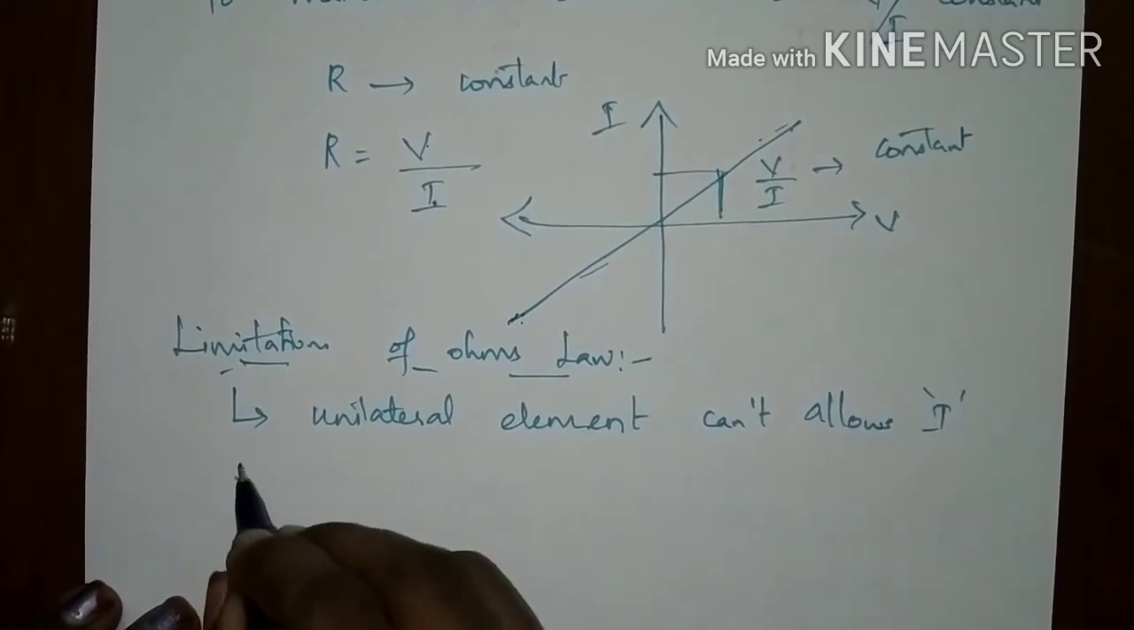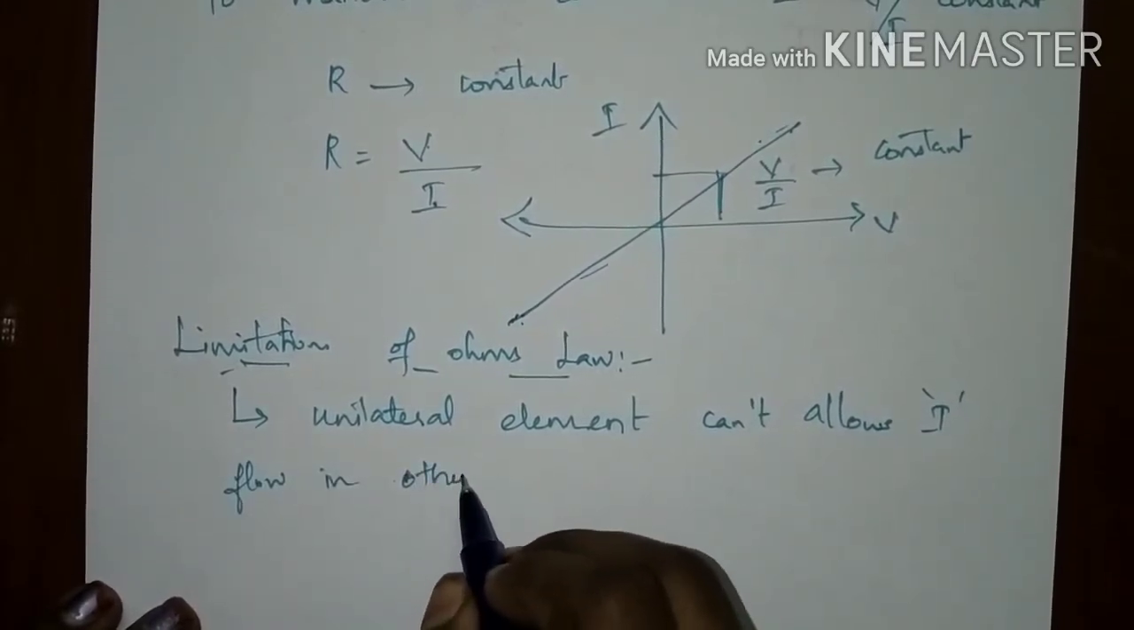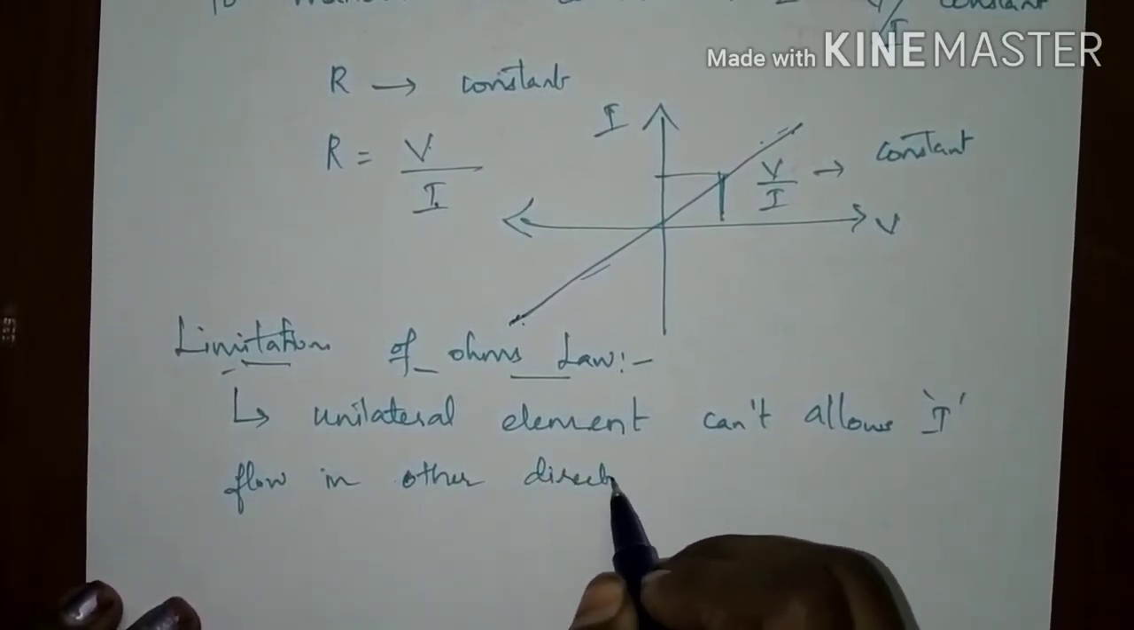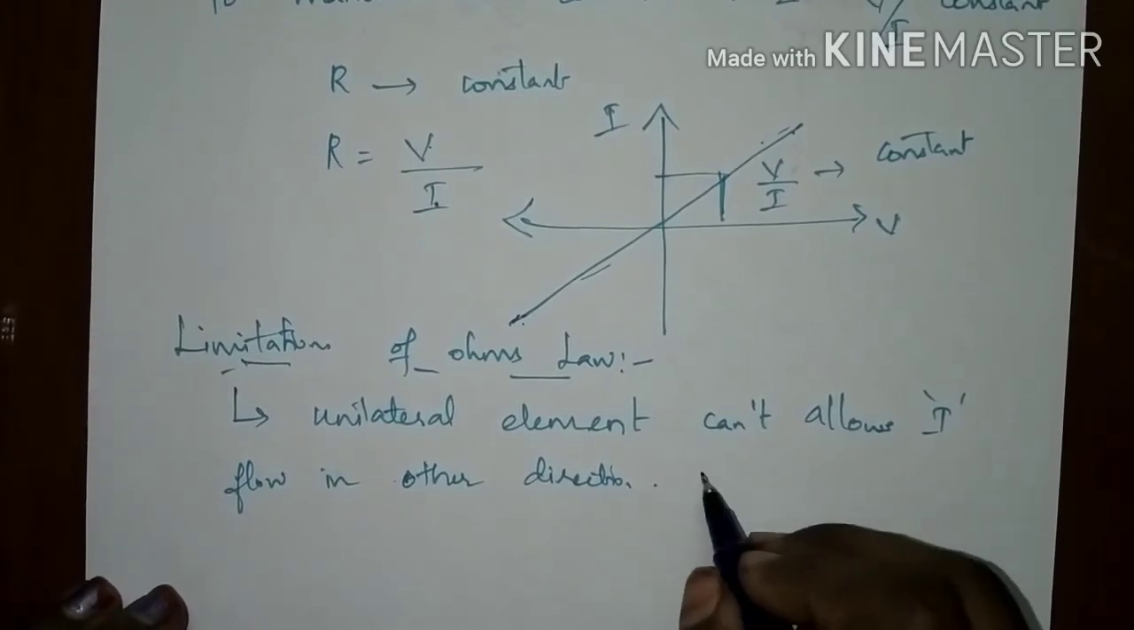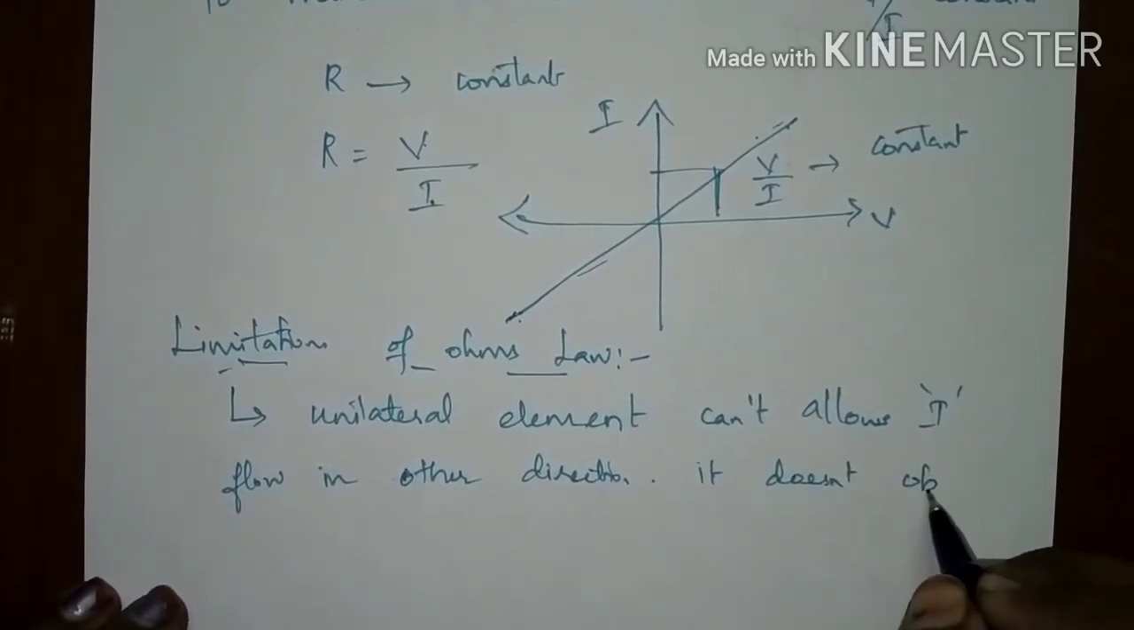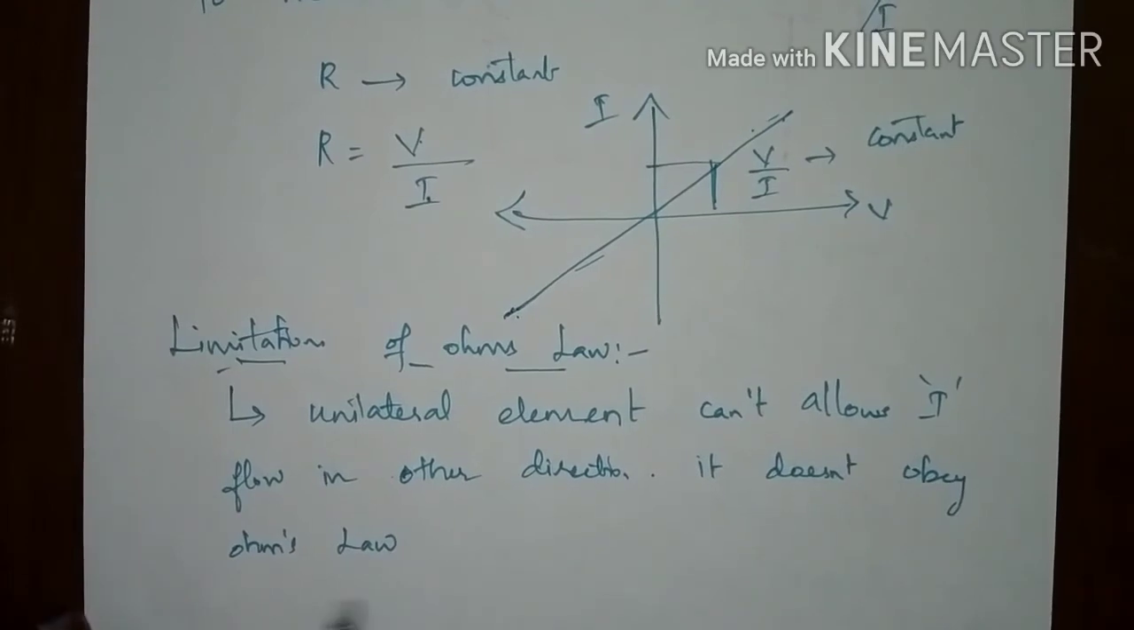A unilateral element does not allow current to flow in the other direction if the voltage polarities are reversed. So it does not obey Ohm's law. A unilateral element possesses current only in one direction. It won't allow the current to flow in the other direction if the voltages are reversed.